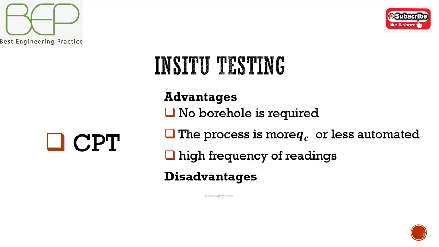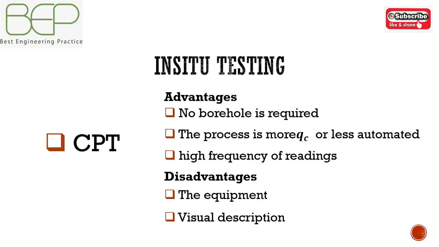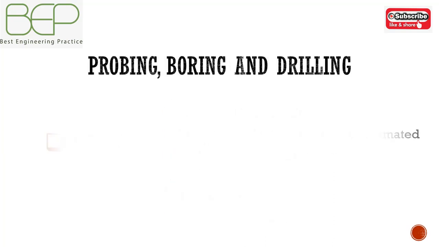The equipment cannot always penetrate the ground to the depth envisaged, as obstructions such as dense gravel, cobbles, and boulders can cause refusal. No sample is obtained for visual description. The common methods of sampling and in situ testing used during boring and drilling are described.